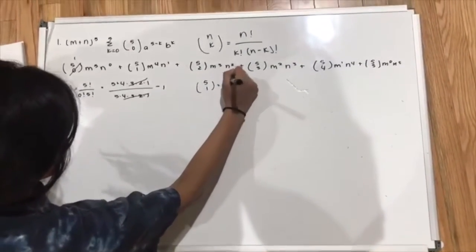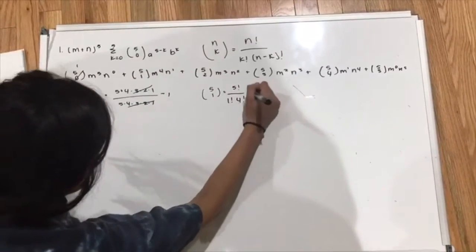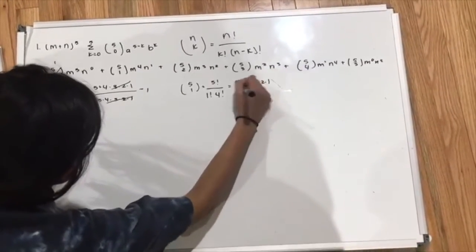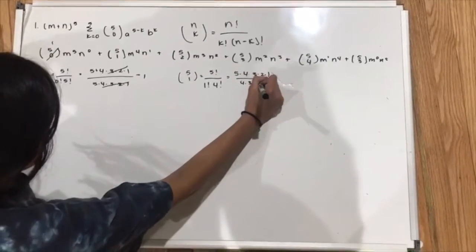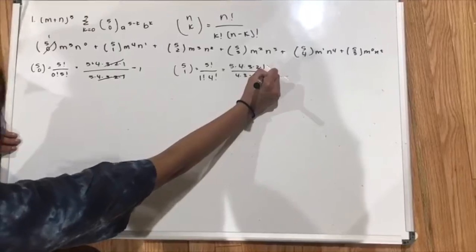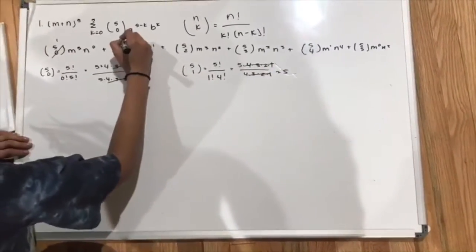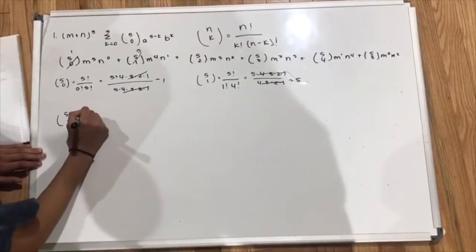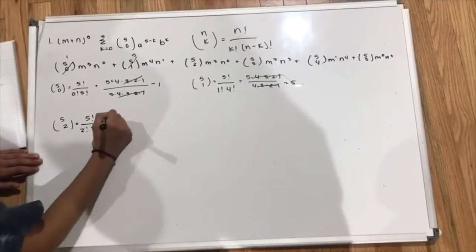5 choose 1 is equal to 5 factorial over 1 factorial times (5 minus 1) factorial, which is 4 factorial. This equals 5 times 4 times 3 times 2 times 1 over 4 times 3 times 2 times 1, which becomes 5 because 4 times 3 times 2 times 1 cancels out. Five choose 2 is 5 factorial over 2 factorial times 3 factorial, which is equal to 10.